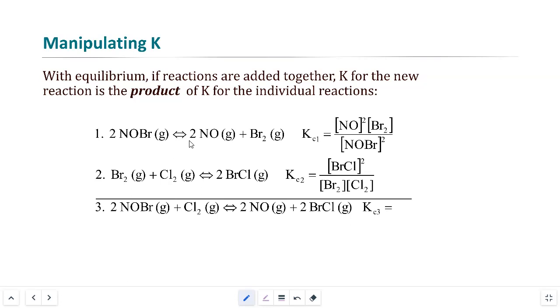Where this can be useful is in situations like this. Let's say that we have a mechanism. And I know the equilibrium constant for the first leg of the mechanism. I know the equilibrium constant for the second leg of the mechanism. I want to know the overall equilibrium constant. How can I find it?